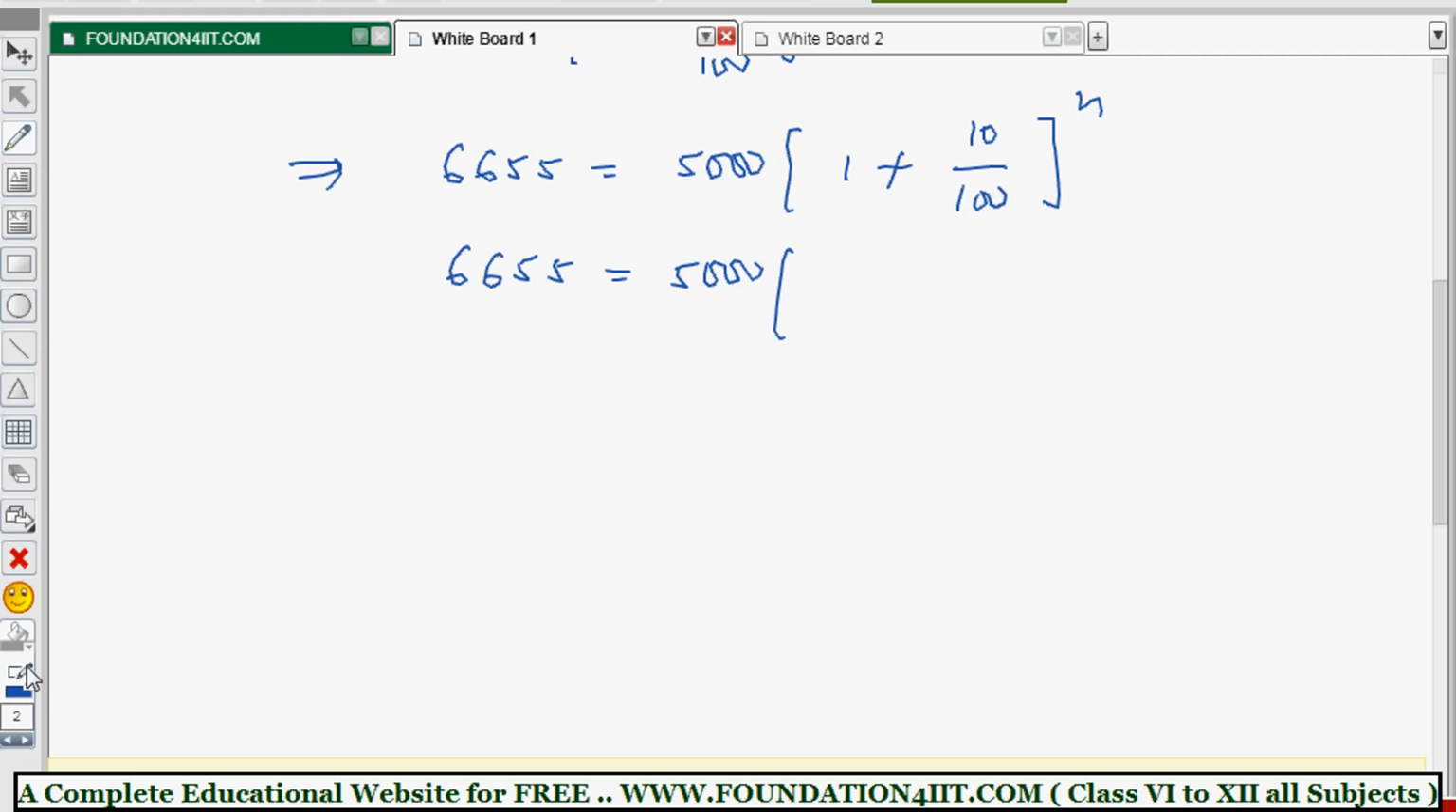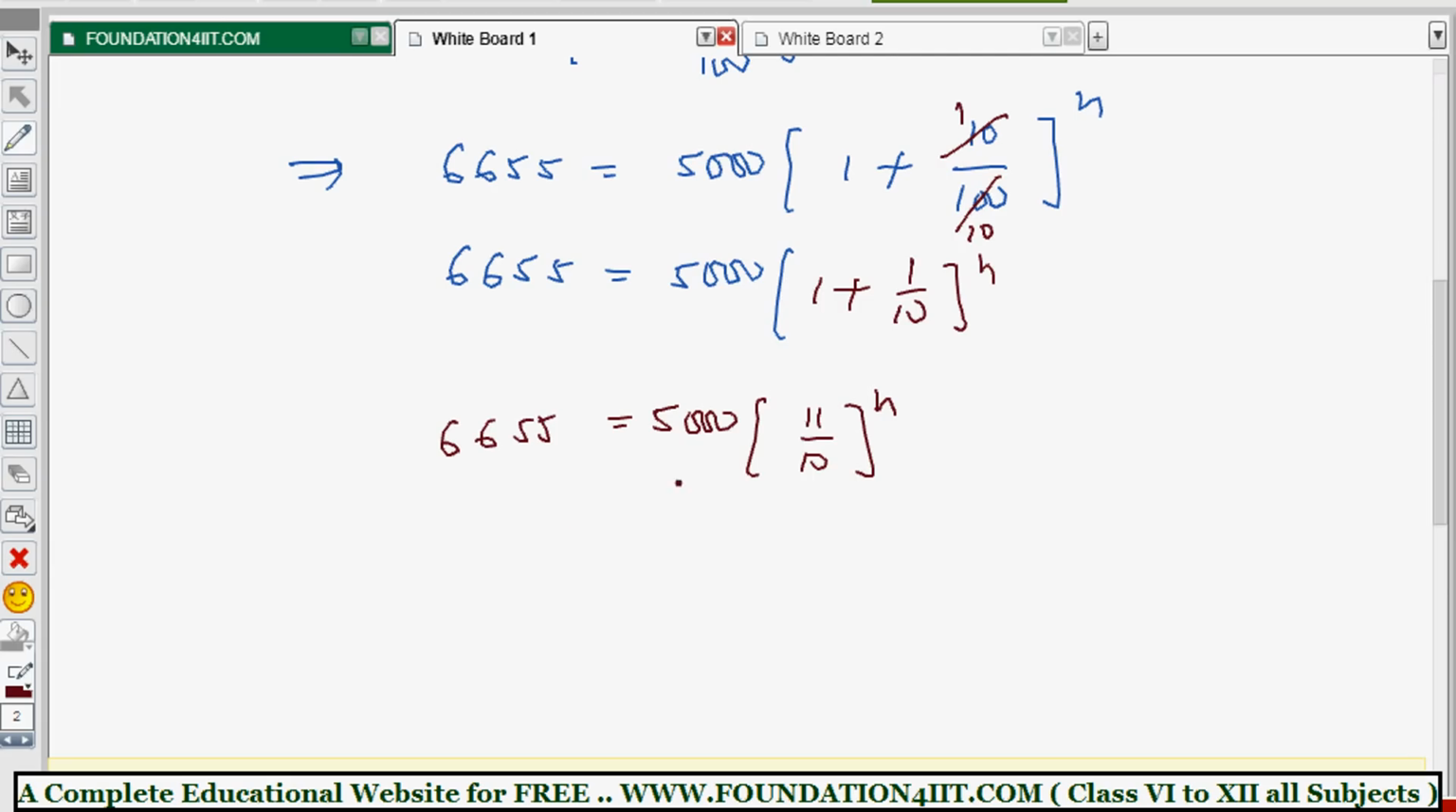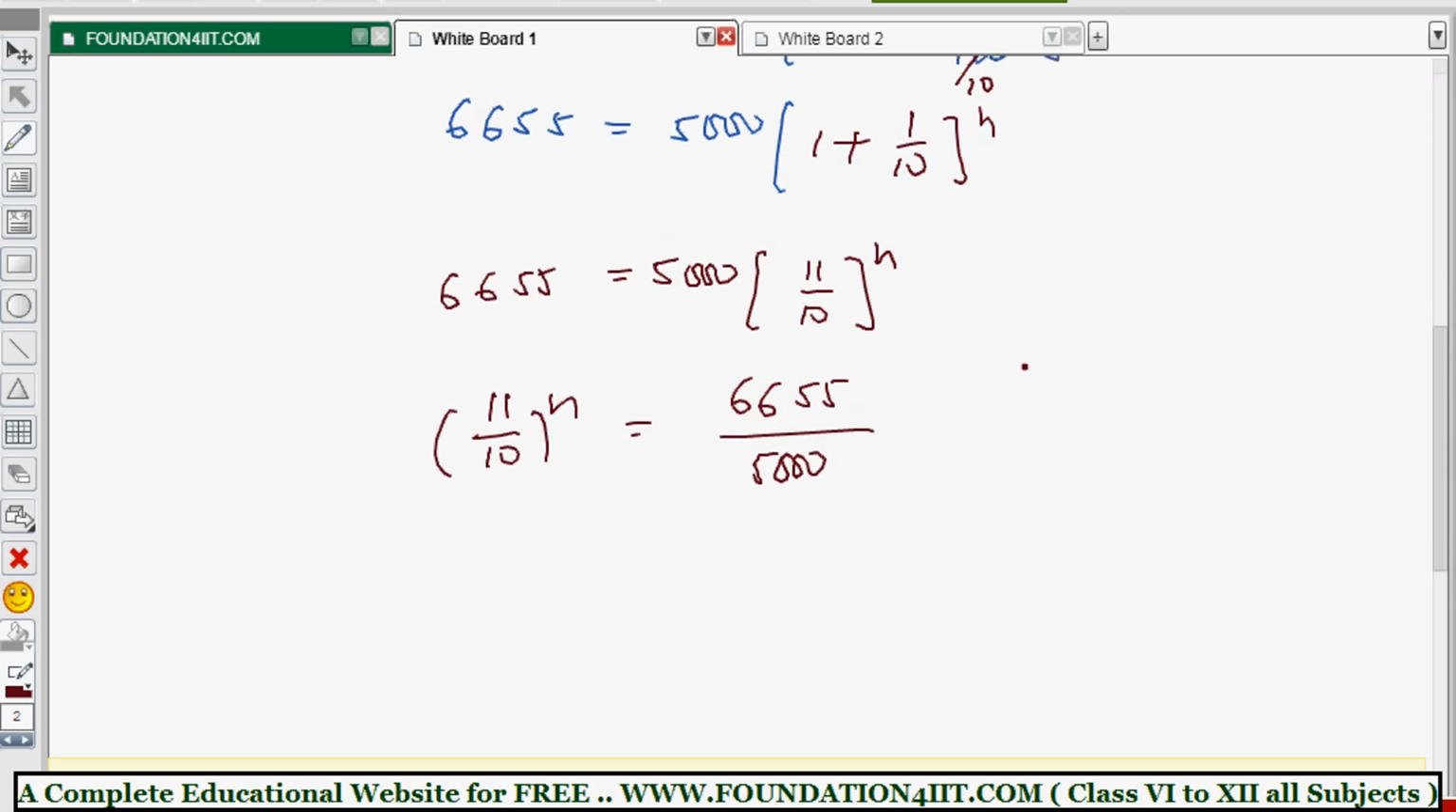If you cancel this, 10 ones are 10, 10s are 100, then 1 plus 1 by 10 whole to the power n. 1 plus 1 by 10 is 11 by 10 to the power n. Now take 5,000 to the left side and divide: 11 by 10 whole to the power n is equal to 6,655 by 5,000.